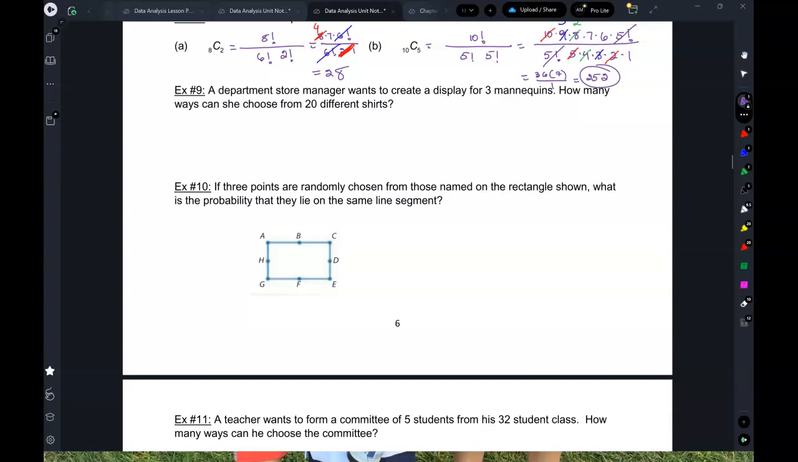Okay, a department store manager wants to create a display for 3 mannequins. Do you guys even know what that word is? Mannequin? Yeah, okay, all right. I feel like it's an outdated word.